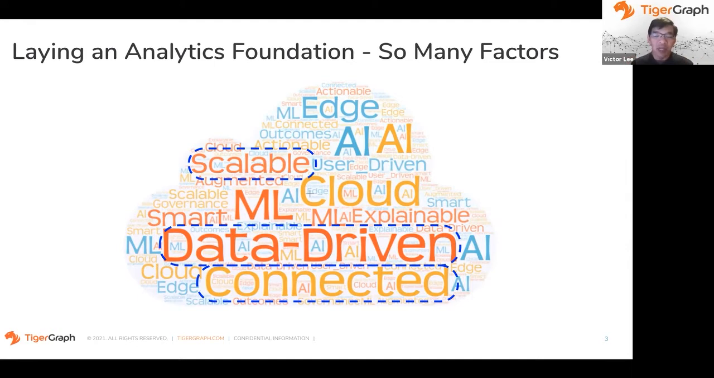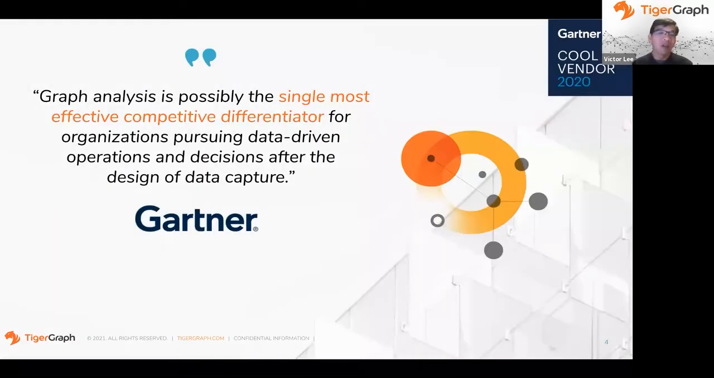And what you need to do today is bring all your resources together, all your data together, connect it from that larger foundation. Then you can start to do your analytics, and by marshaling all your data together in the right way and representing it with connections, that is how you will set up the foundation for your next generation analytics. Gartner's recognized this. Gartner has said graph analysis is possibly the single most effective competitive differentiator for organizations. If you're pursuing a data-driven operation and decisions, that is, you have to start with data and you have to start with connections, and that means graph.